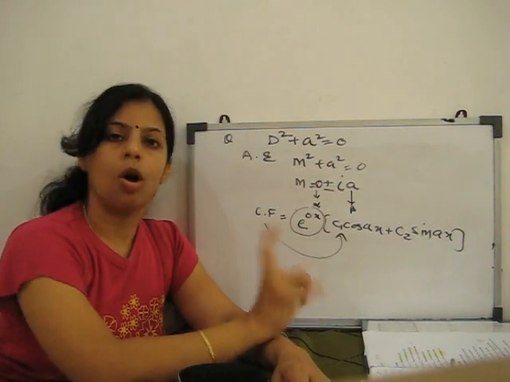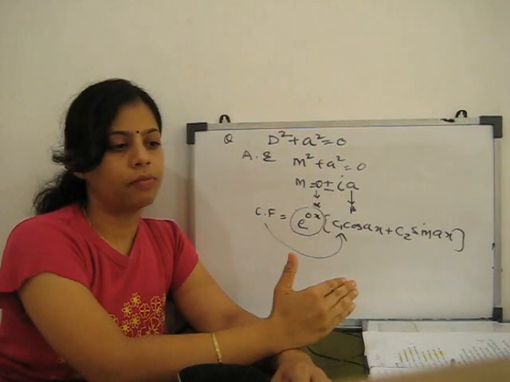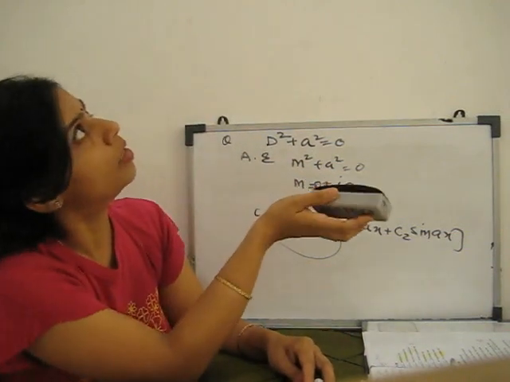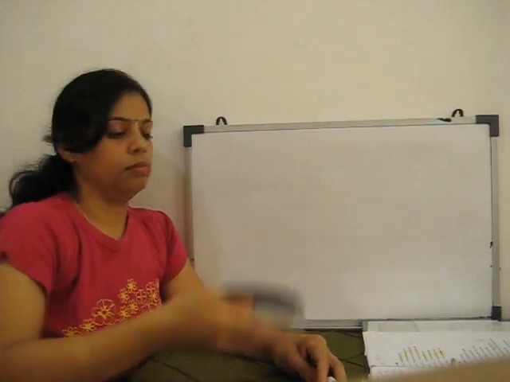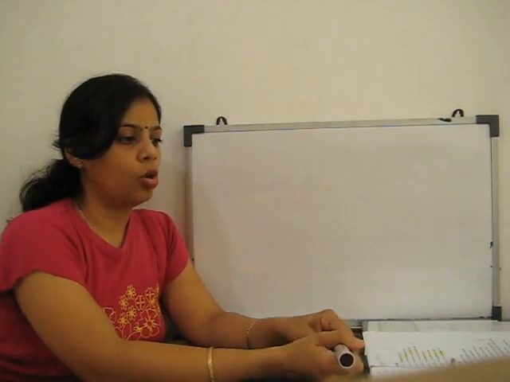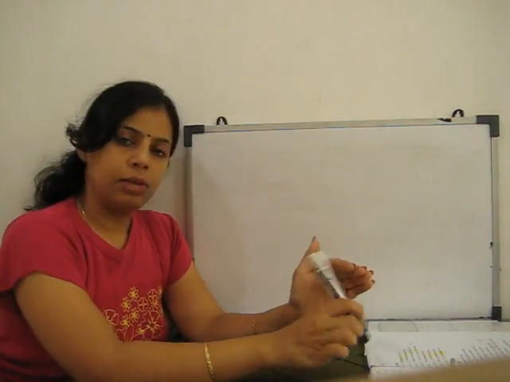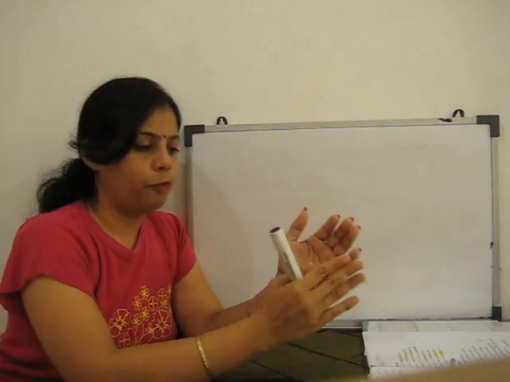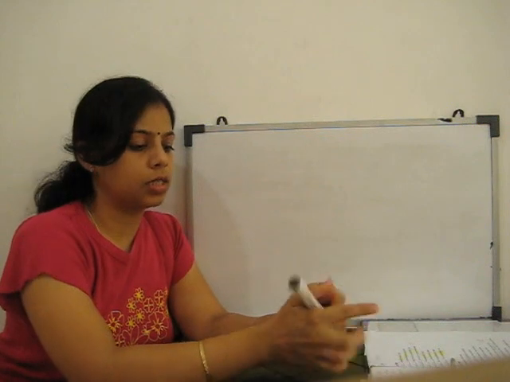The right hand side is always a function of x. If it is a function of x, how can we solve it? So the next step is how to find the particular integral. Similarly to the complementary function, for the particular integral we have different cases.